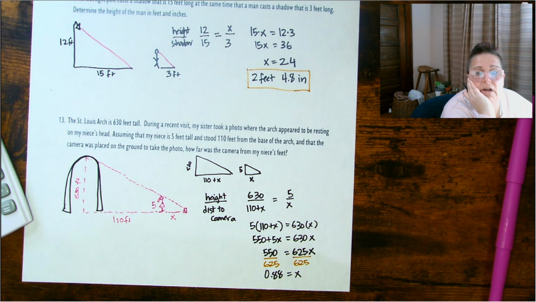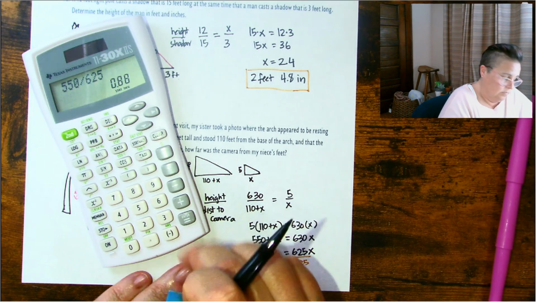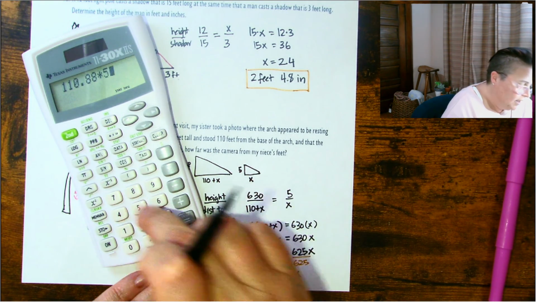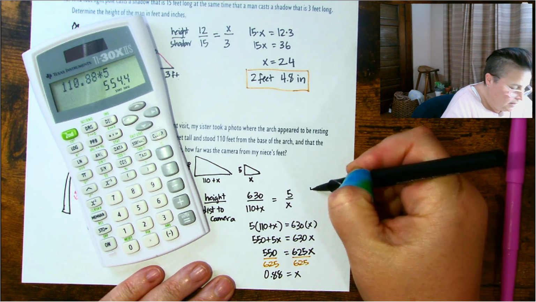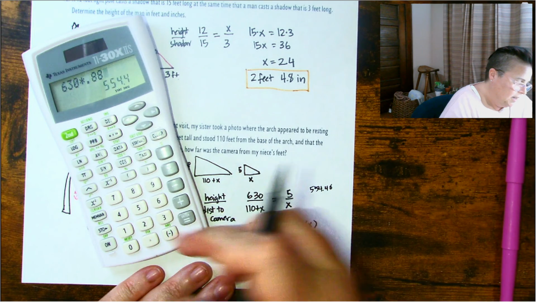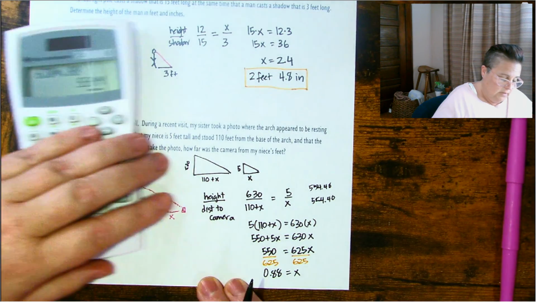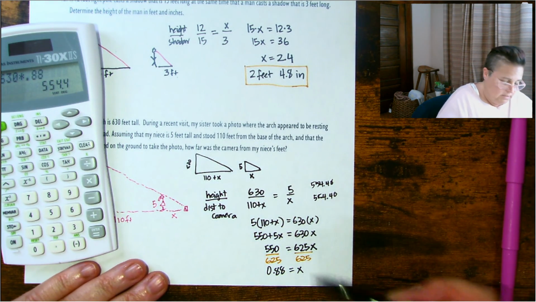That was not the answer I was expecting. But does it work? I think it does work. 110.88 times 5, and I get 554.40. 630 times 0.88, and I get 554.40. Okay, it works.